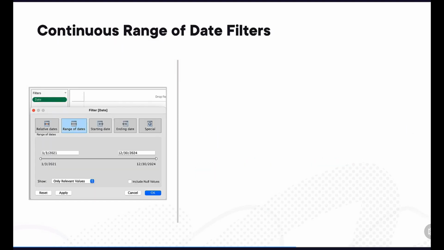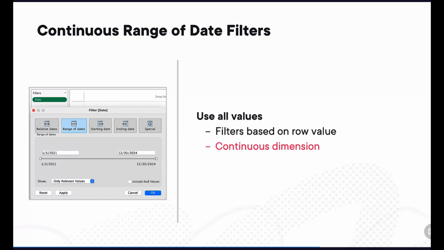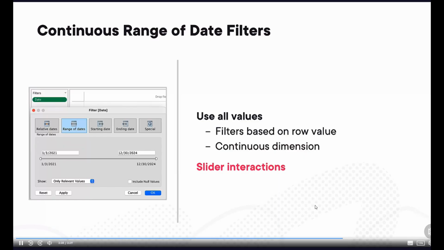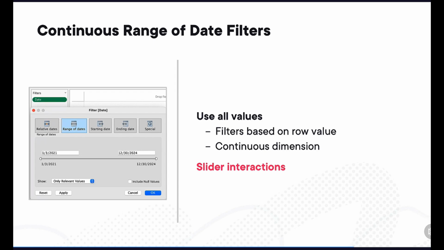On the other hand, if we selected a range of dates when we drag the date to the filter shelf in Tableau, Tableau will use all values of the date field and will filter based on the row value. This is now a continuous dimension filter. We can filter values based on a range, a starting date, an ending date, or special values like nulls or non-nulls. All of these filters would have a slider for users to interact with your data, and you can click on each slider value to open a calendar to make date selections easier.